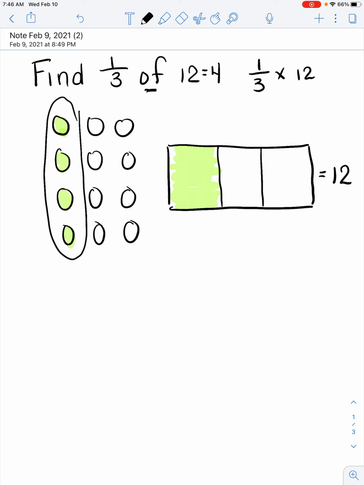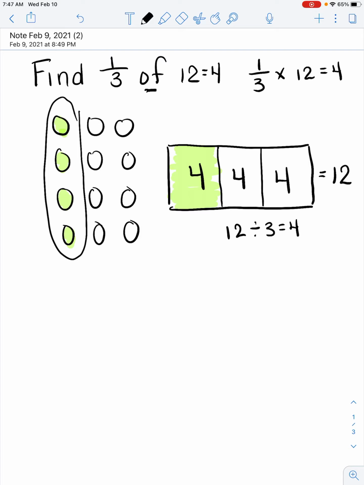Okay, now, how do I find what's in each of these thirds, each of these pieces? Well, I know that when I draw a rectangular model like this, all of my pieces have to represent the same thing. So I have to find 12 divided equally among 3 pieces is going to give me 4. And so each box is 4. And as you can see, the shaded part is equal to 4. So 1/3 of 12 is equal to 4.